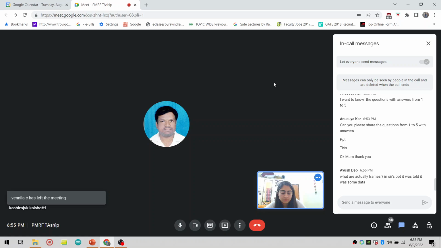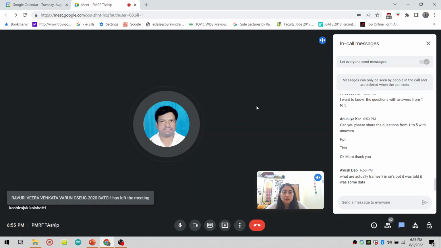What are actually frames? In Sir's PPT, it was told it was some data. Actually, if you have studied computer networks, then we use different words for data in different layers. Frame is basically a word used to represent data in the data link layer. So frames are just your data plus some header. You can use various terms like packets. Suppose, for example, I want to communicate.